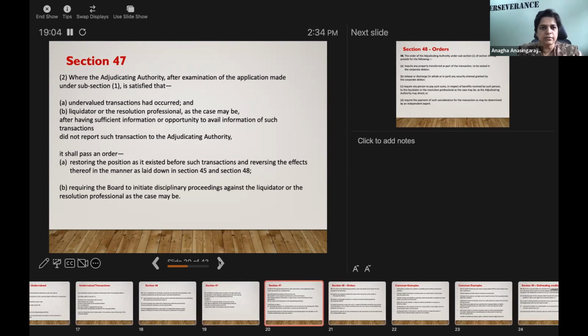But in this case, this subsection 2 is dangerous, where the adjudicating authority, after examination of the application, is satisfied that the undervalued transactions had occurred, and the liquidator or the RP, after having sufficient information or opportunity to avail information of such transaction, did not report such transaction, it shall pass an order restoring the position as it existed before such transactions and reversing the effects of those transactions, and requiring the IBBI to initiate disciplinary proceedings against the liquidator or the RP. So in case we fail in our duty to identify an undervalued transaction, and somebody else does that, then this is the consequence under section 47 subsection 2. So we have to be very, very careful when we are reporting to IBBI that no such transaction was identified.